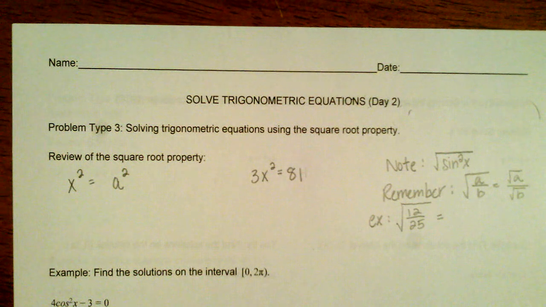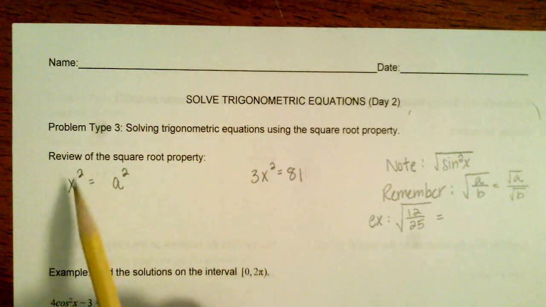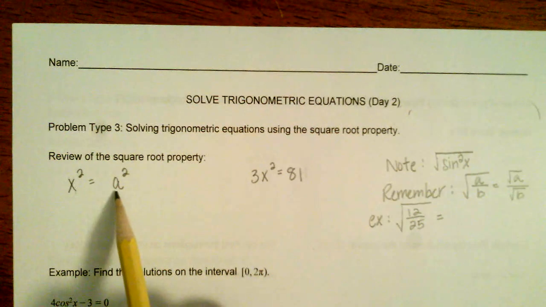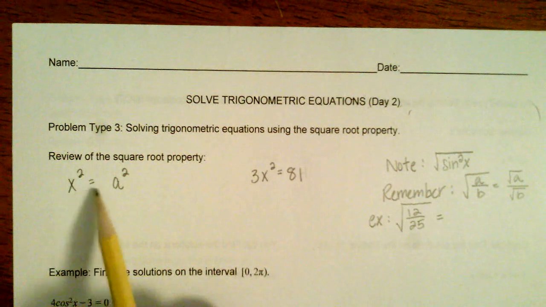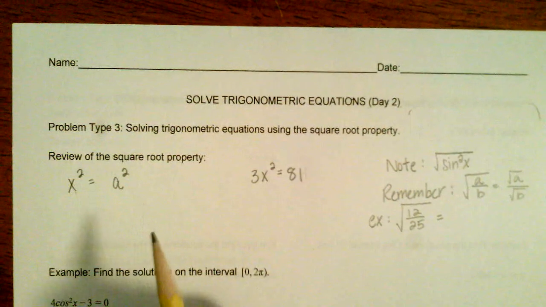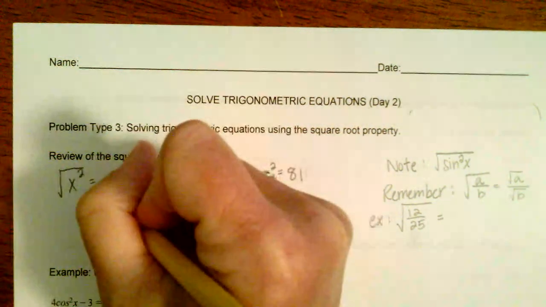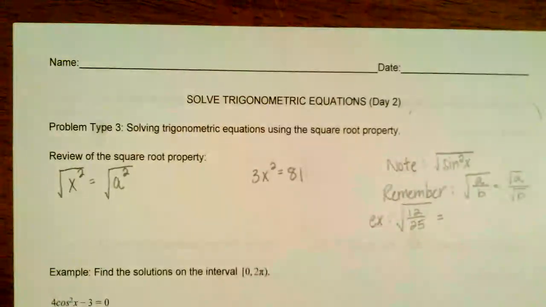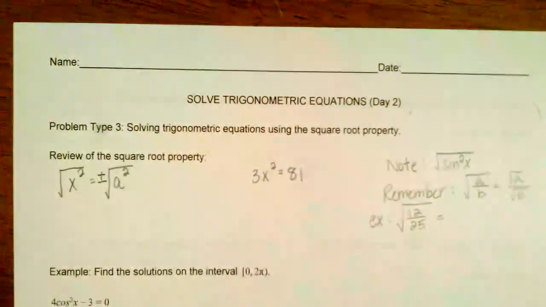So I thought it would be helpful to do a quick review of the square root property. If you have your variable, in this case we're going to be solving for x, and a is going to be a number. If you have something that looks like x squared equals a squared, to use the square root property, you're going to take the square root of both sides. And whenever you take the square root of a number, you need to remember to put in plus or minus.